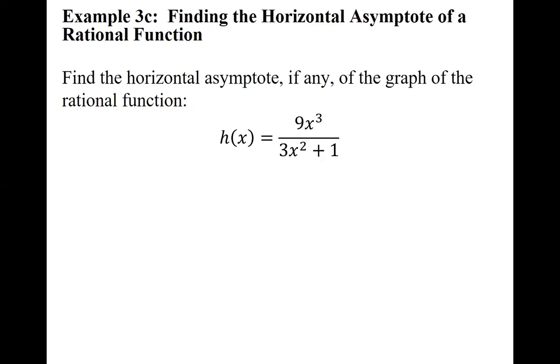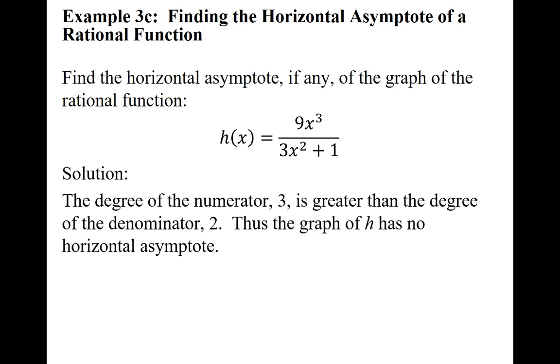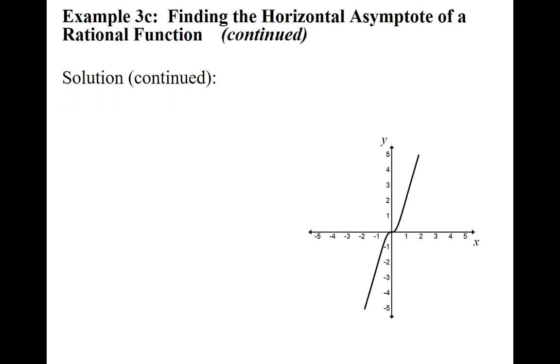Finally, if we take a look at 9x cubed over 3x squared plus 1, the degree of the top is 3, the degree of the bottom is 2. The degree of the top is greater. And that's the situation where we have no horizontal asymptote. If we look at that graph, we can see there is no horizontal asymptote. We are instead approaching positive infinity and negative infinity, depending on if we're going right or if we're going left.